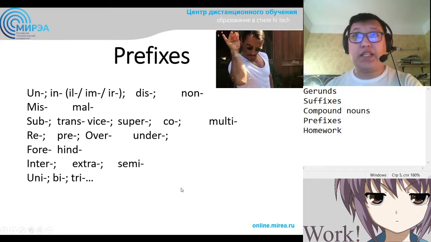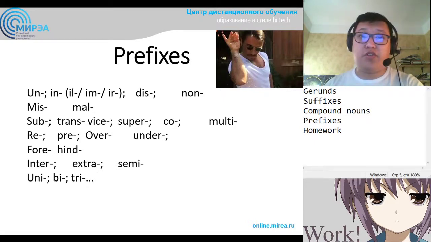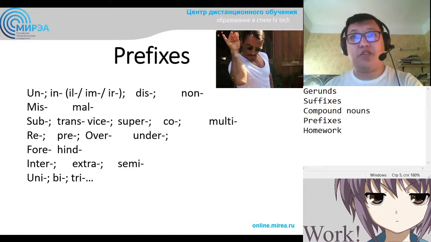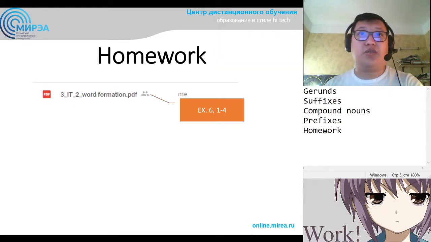So that basically wraps it up for all the word transformations and word formation that we have to discuss today and this week. So your home assignment is exercise 6, and these 4, from the first to the 4th one, are in the word formation PDF that I sent you before.